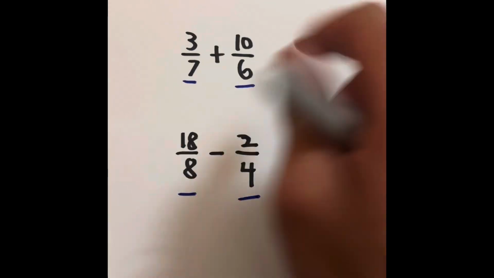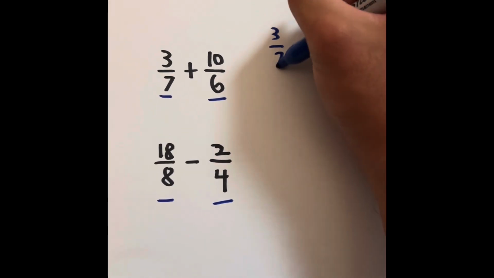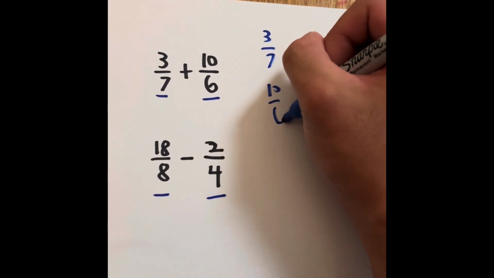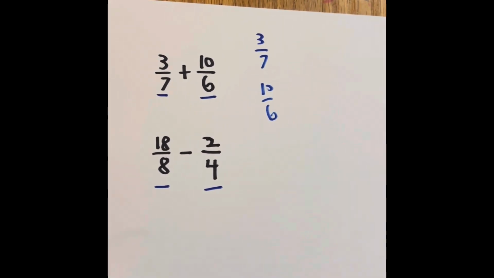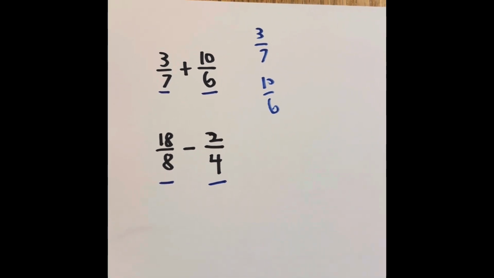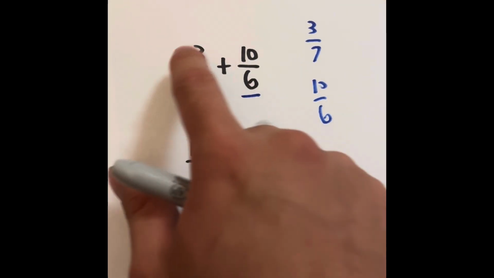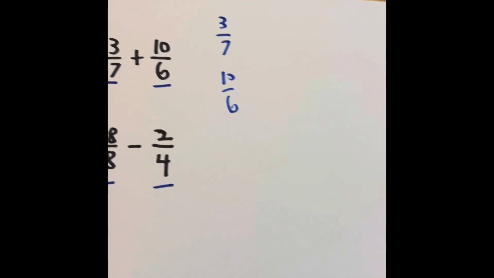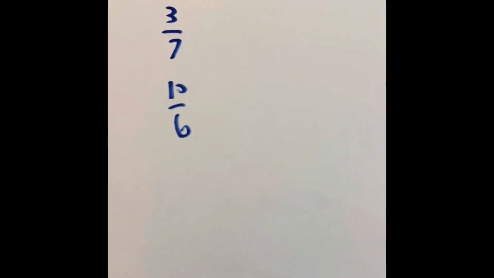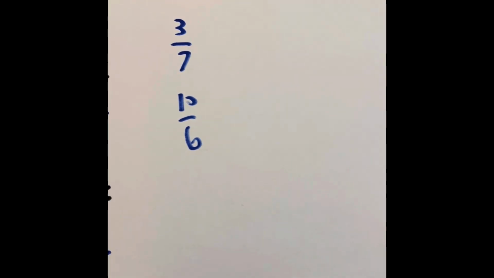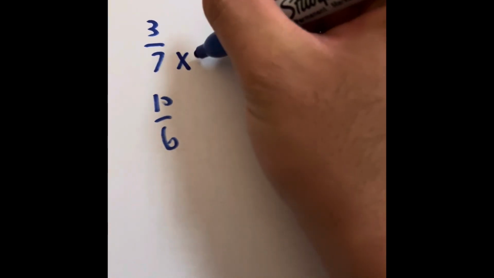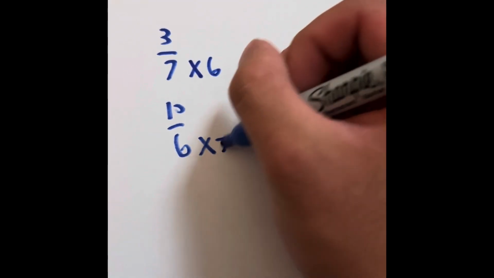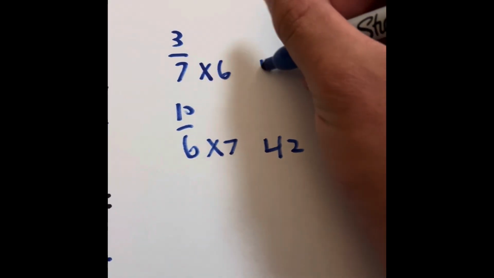For example, if we have 3 over 7 and we have 10 over 6, we need to find some kind of common denominator that will help us out, because you can't mentally do this, which is very, very hard to do. So we have a 7 and a 6. What number can be used to get to a common denominator? We have to multiply this by 6 and multiply this by 7 to get 42 and 42.